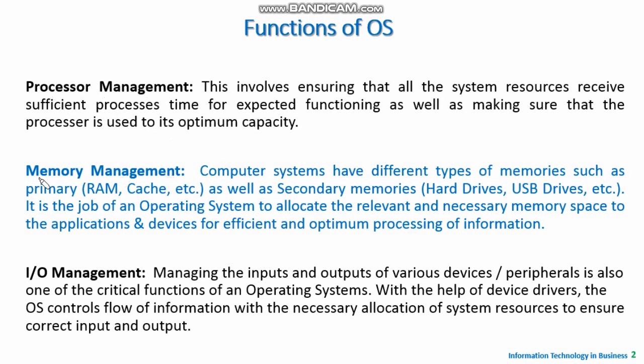Going to the next is memory management. We know in a computer there are different types of memories. So we have what is called, in short, the primary memory, which takes care of RAM and cache and internal ROM memories. And we also have secondary memories, also called auxiliary memories. We have hard drives, storage devices, or tapes, etc.